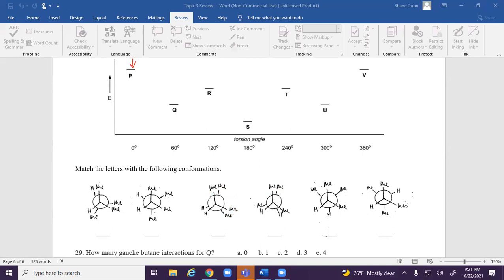Okay. I'm trying to find P first, right? I'm looking for the highest energy one first, which shows a true eclipse, which is where all the methyls and all hydrogens are overlapping. That's what I want to do first. So yes, this right here does show it. This right here also shows it, but not as much. So this guy is both P and V. They're the same. That makes sense? Because it's highest energy.